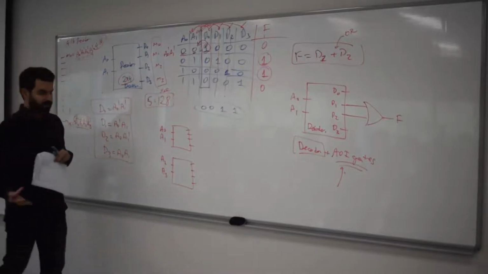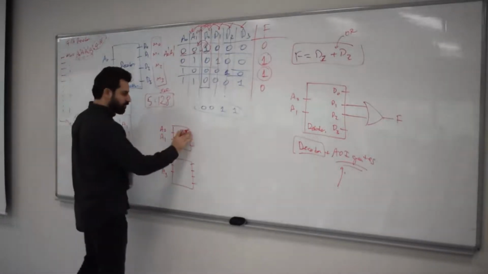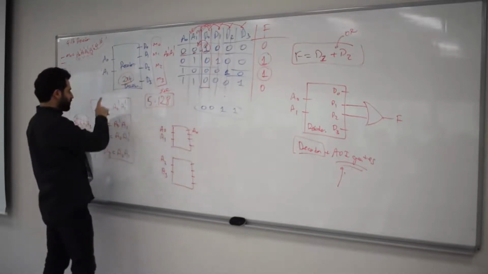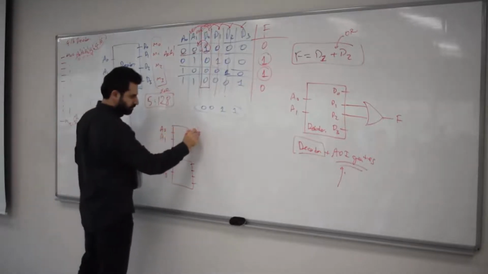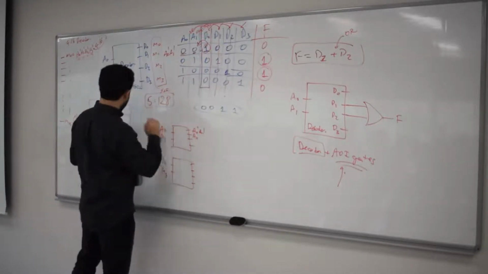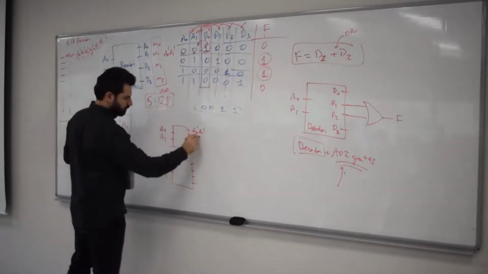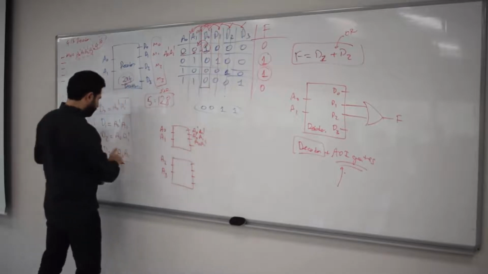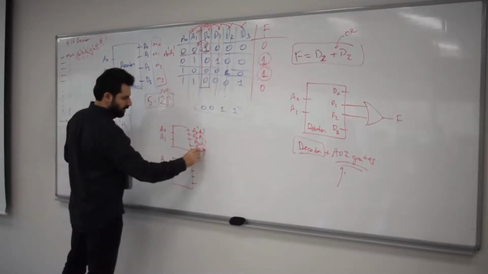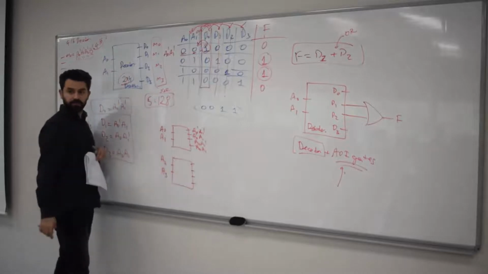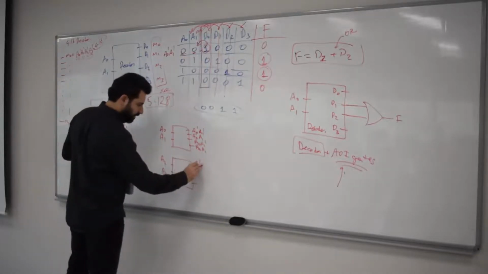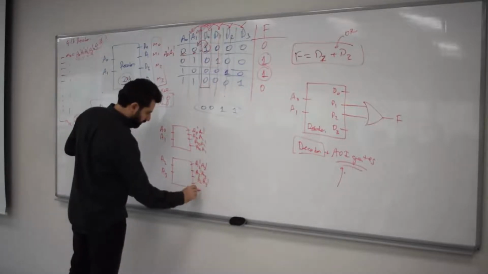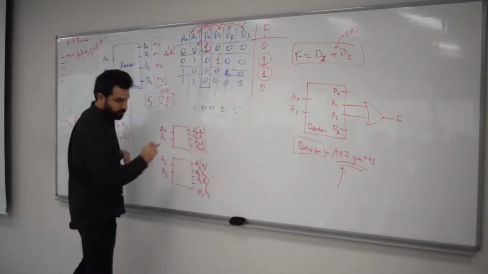What should I do? Let's just look at the outputs of the decoders. The first output of this decoder, A0, A1, is, as I already mentioned here, A0 prime, A1 prime. And this one is A0 prime, A1. This one is A0, A1 prime. And this one, the final one, is A0, A1. Similarly, for this decoder, I've got A2 prime, A3 prime, A2 prime, A3, A2, A3 prime, and A2, A3.